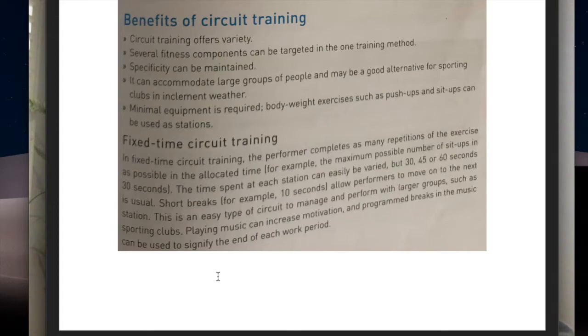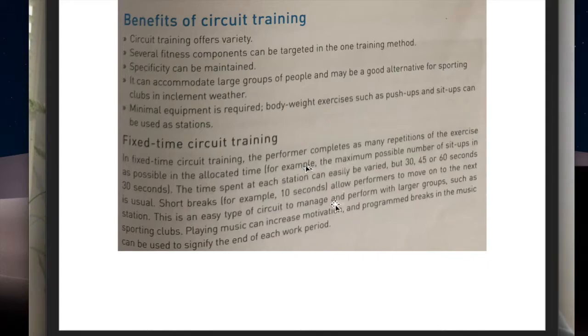There's a couple of different types of circuits that can be set up. Circuits can be set up for fixed time. That means we're going to spend 30 or 40 or 60 seconds working and then have a 10-second break while everyone moves to their next circuit station, and then we do the same amount of time.